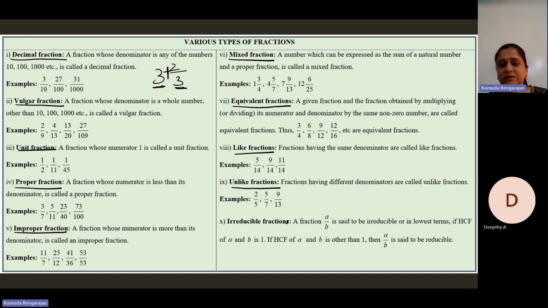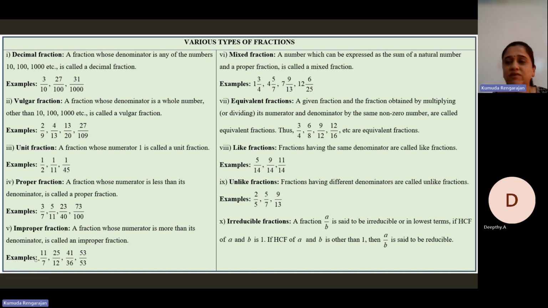Equivalent, I'll not repeat. Like fractions have the same denominator, unlike fractions have different denominators. Irreducible fraction means HCF is 1. It cannot be reduced. Reducible means the HCF is not 1. It can be reduced.